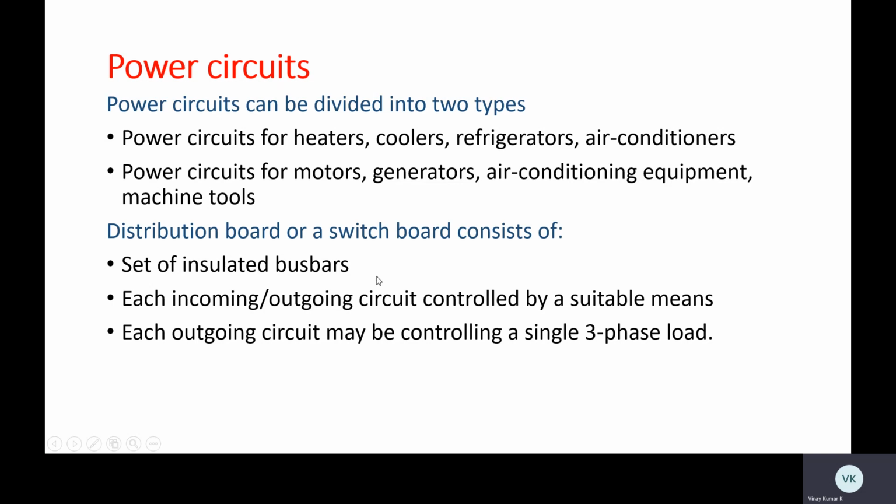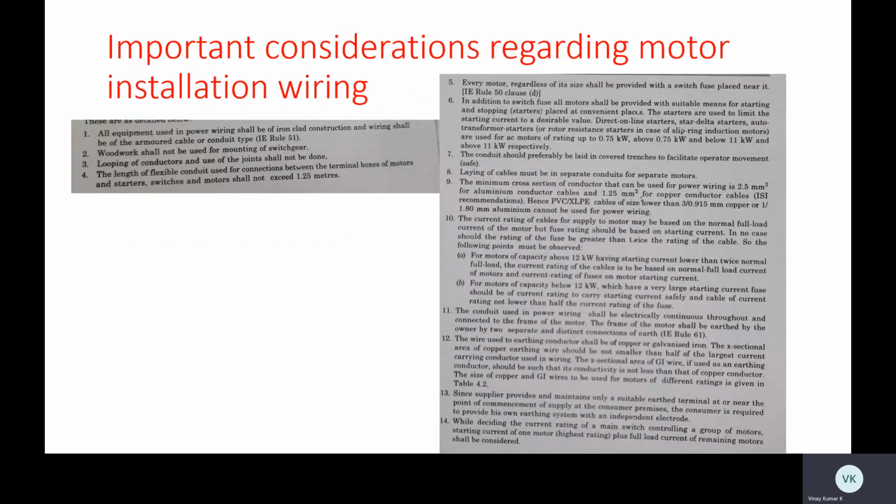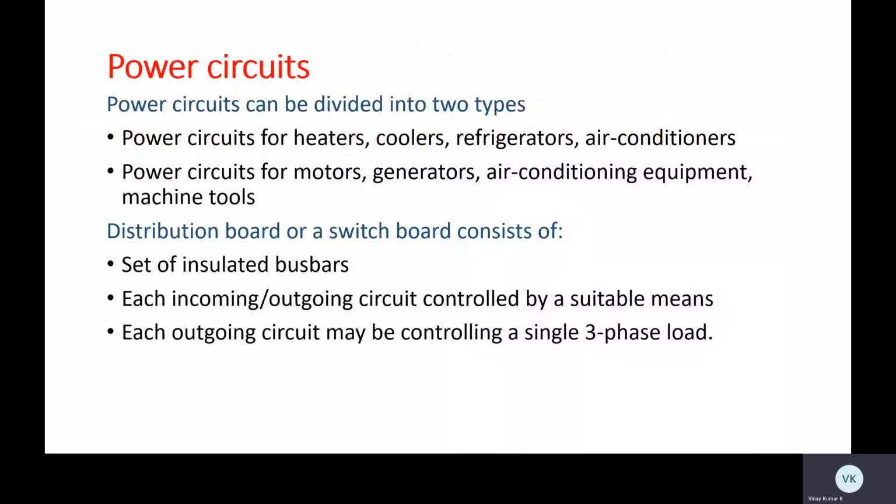A set of different insulated bus bars are placed in the distribution boards, and these distribution boards also contain incoming or outgoing circuits which are controlled by suitable breakers, suitable switches or suitable circuit breakers. Each incoming and outgoing circuit it contains. And each outgoing circuit may be controlling a single three-phase load. This is how the distribution board and switchboard materials are.